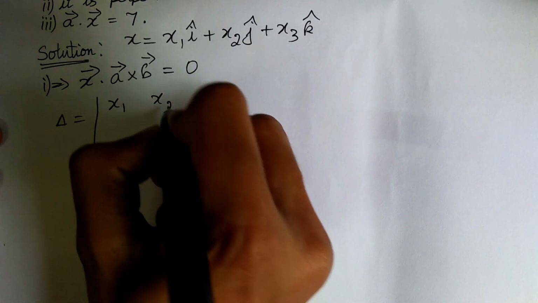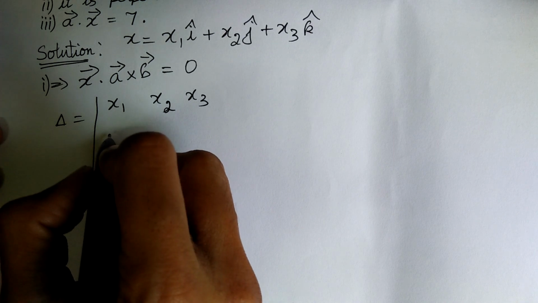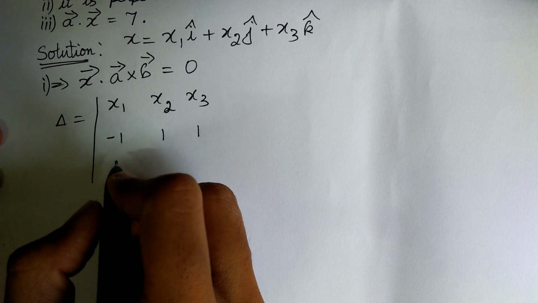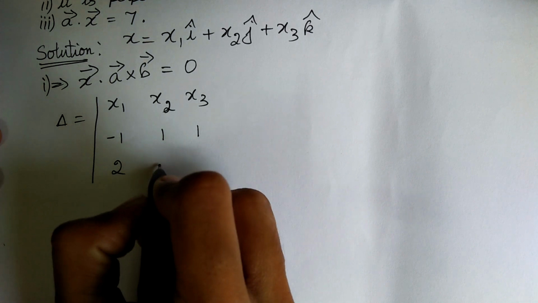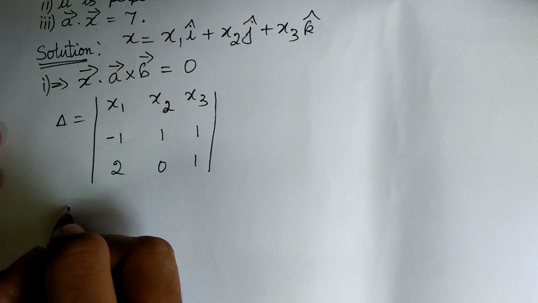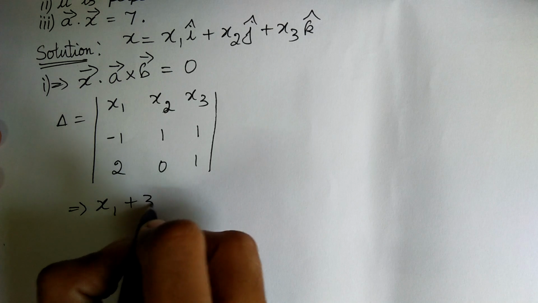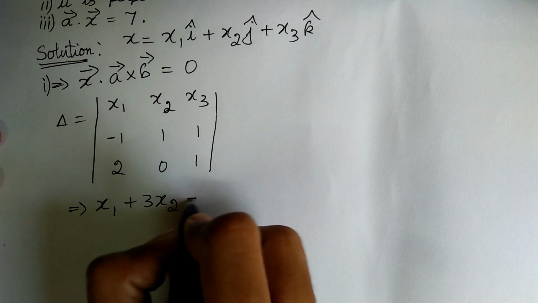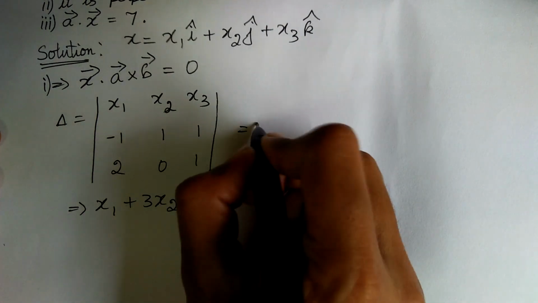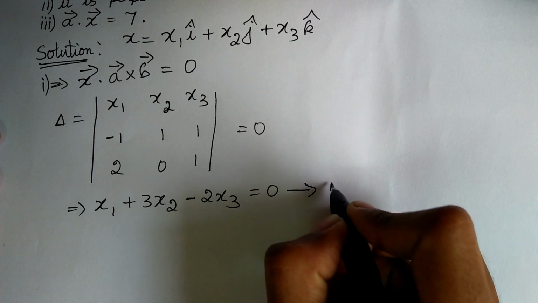The determinant has rows x1, x2, x3, and the value of vector A is -1, 1, 1, vector B is 2, 0, 1. Simplifying this, we get x1 plus 3x2 minus 2x3 is equal to 0. Let us consider this as equation 1.